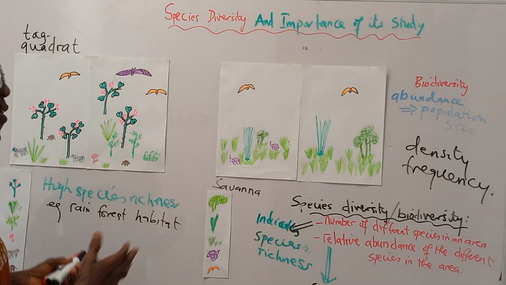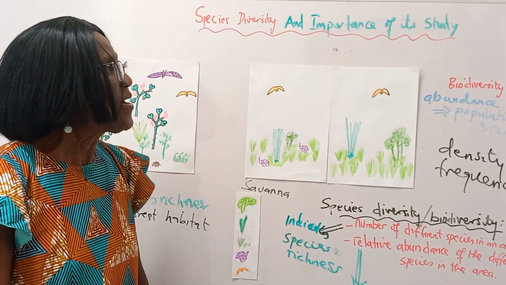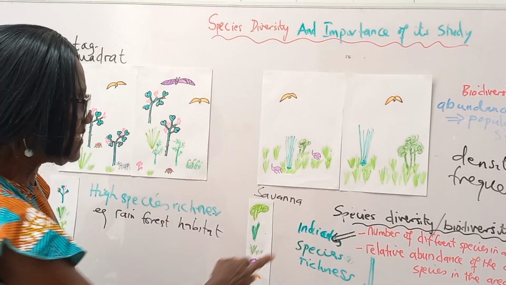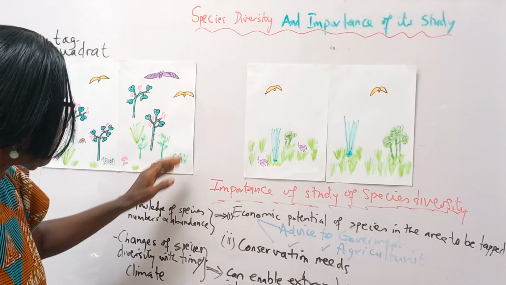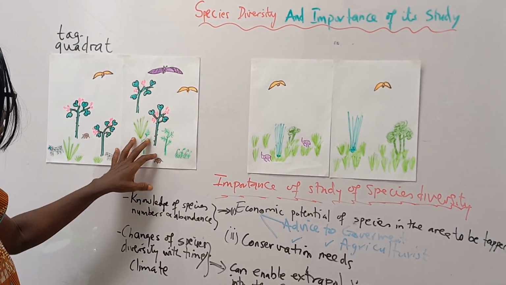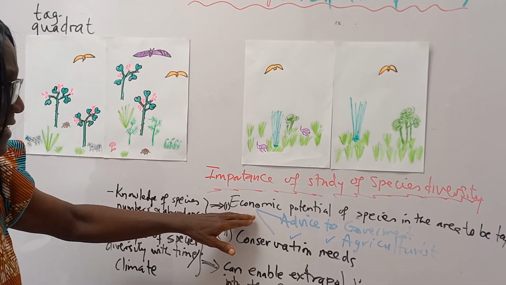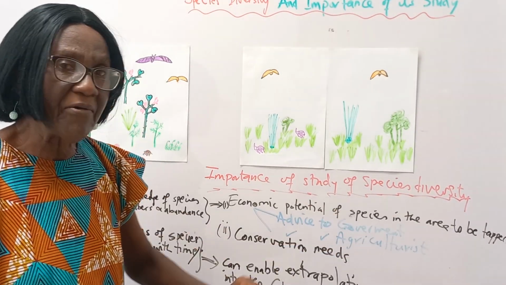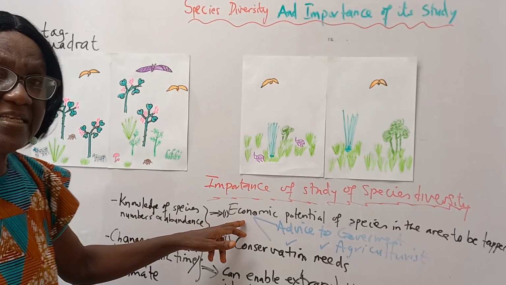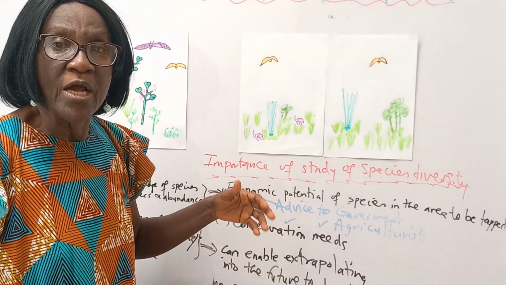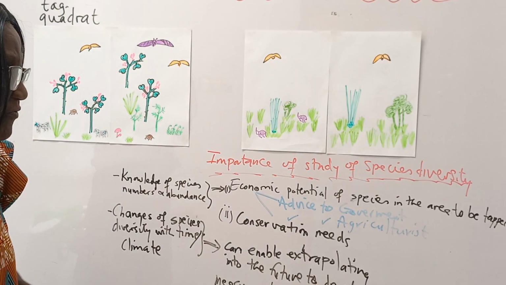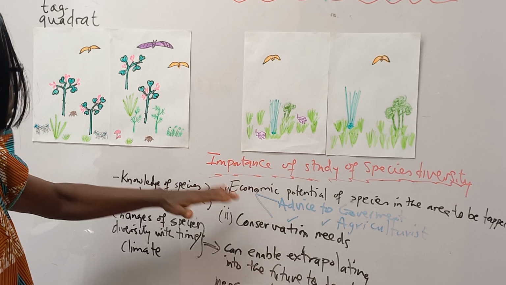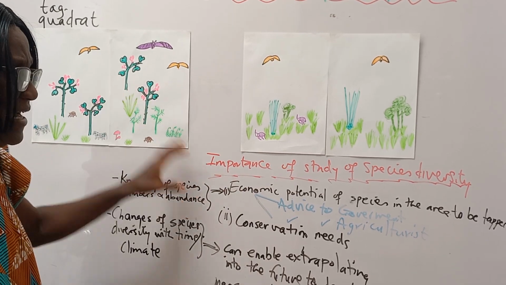So, having known what species diversity is, the question we are going to tackle now is, why is it important to study species diversity? You have an area, you know the numbers and abundance of the various species, then it will give you knowledge of the economic potential of the species in the area. Because you know the species, these are the species that are going to give medicine, food, lumber, clothes, etc. So you know the economic potential of the various species in the area that can be tapped.